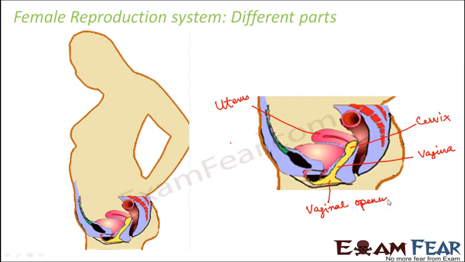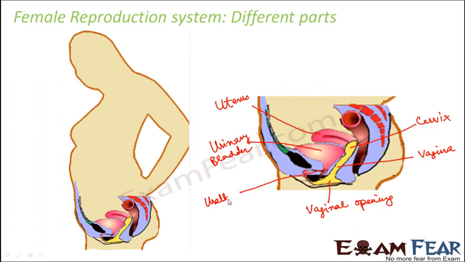This is the view from sideways. This is the side view of the female reproductive system. Now this is about the uterus, cervix and vagina. Now what is this structure? This structure is the urinary bladder. It is the urinary bladder which helps to store urine. Now from the urinary bladder arises the urethra, from which urine comes out of the female's body.